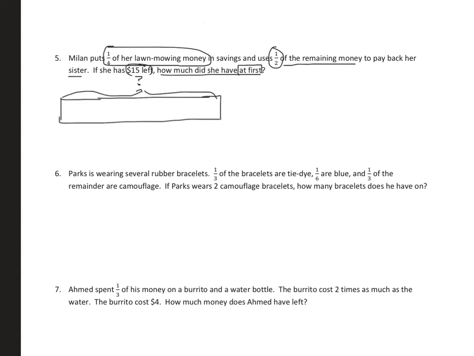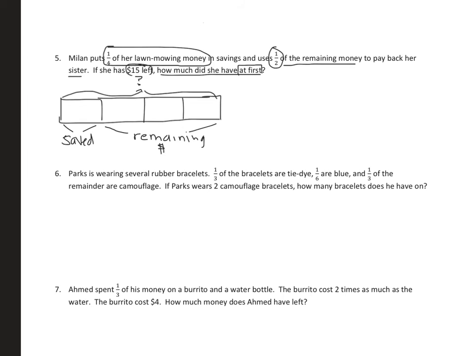But we do know from the first clue that 1/4 of her lawn mowing money went to savings. So this is her lawn mowing money, and 1/4 of it, I think I said 1/2, 1/4, this is what went to her savings. So she saved this. Over here is her remaining money. So I'm going to go ahead and put remaining money.